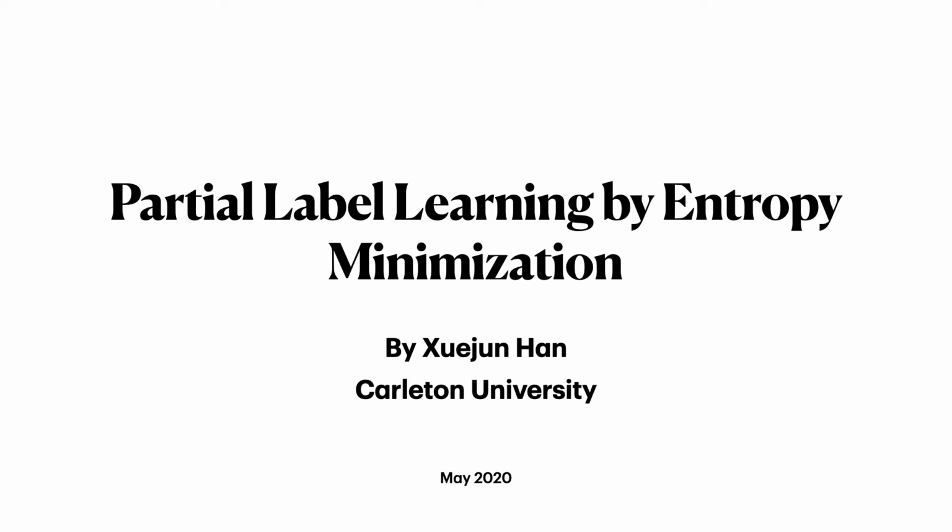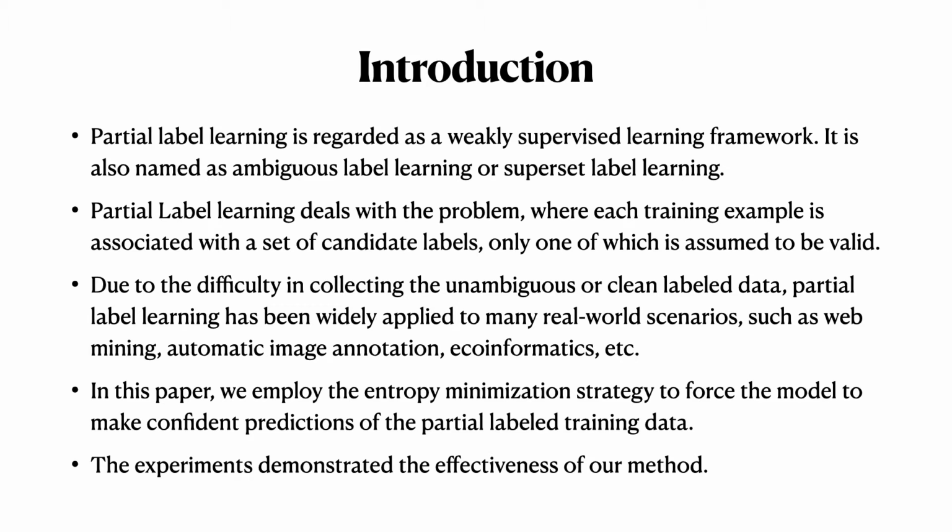Today I will introduce my paper, Partial Label Learning by Entropy Minimization. First, let's get to know what is partial label learning. Partial label learning is regarded as a weakly supervised learning framework. It's also named as ambiguous label learning or superset label learning. Partial label learning deals with a problem where each training example is associated with a set of candidate labels, but only one of which is assumed to be valid.